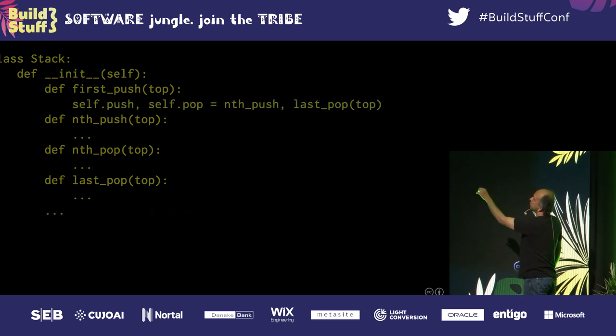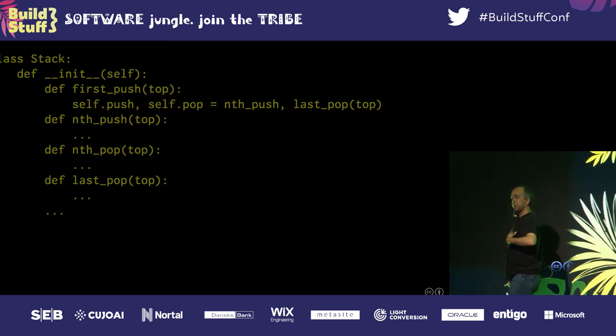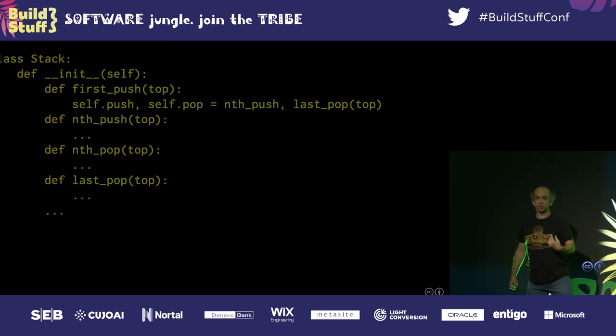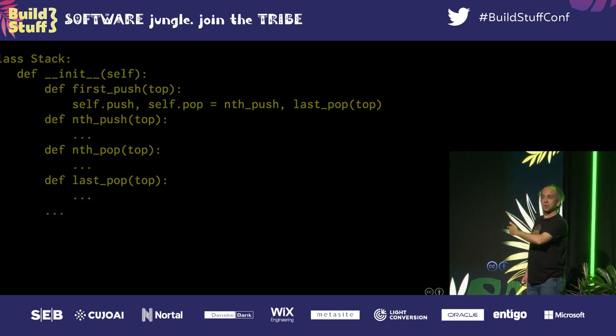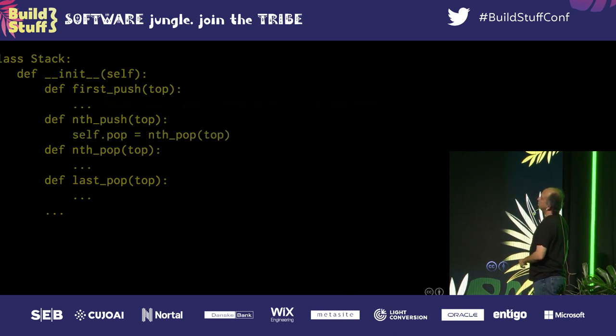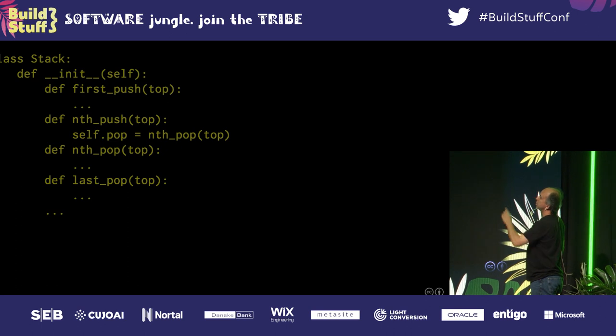What happens once you've done the first push is that we will now replace the push operation with a new operation called nth push, because we've done the first one, and now it's going to be n equals 2, 3, 4, etc. And the pop operation will now be the last pop, because if it's the first push, it must be the last pop, last in, first out. And it's whatever last pop returns for top. The nth push, when you push, then the pop gets reinstalled as the nth pop.